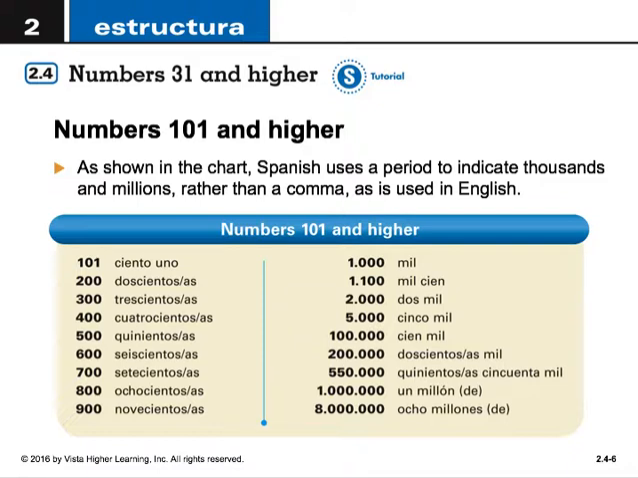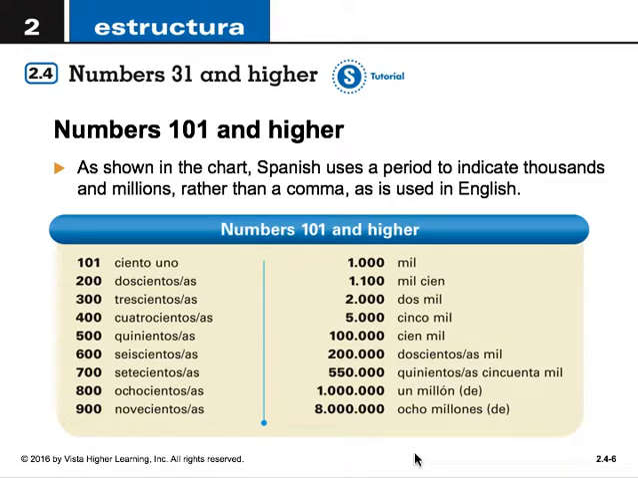And then to have higher numbers, you just simply say two numbers together. For example, 1100 is mil cien. 2000, dos mil. The word for two, and the word for 1000, just like we do in English. 5000, cinco mil, 100,000, cien mil, 200,000, doscientos mil, 550,000, quinientos cincuenta mil. Notice that all of the hundred words have concordancia with the thing that they match. For example, doscientos libros, but doscientas plumas, or doscientas chicas.